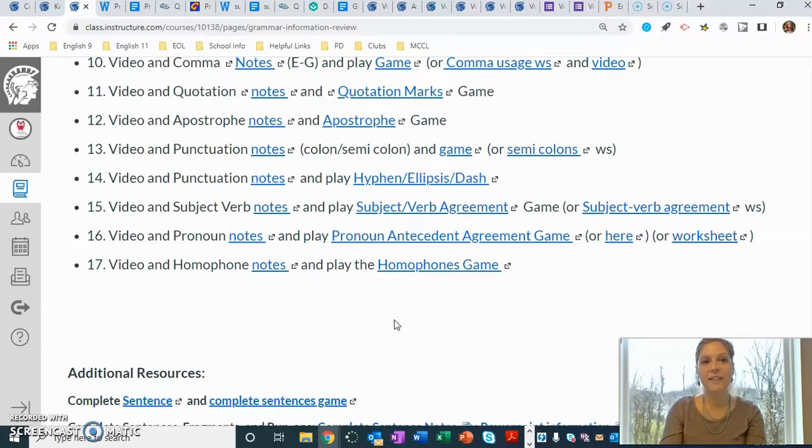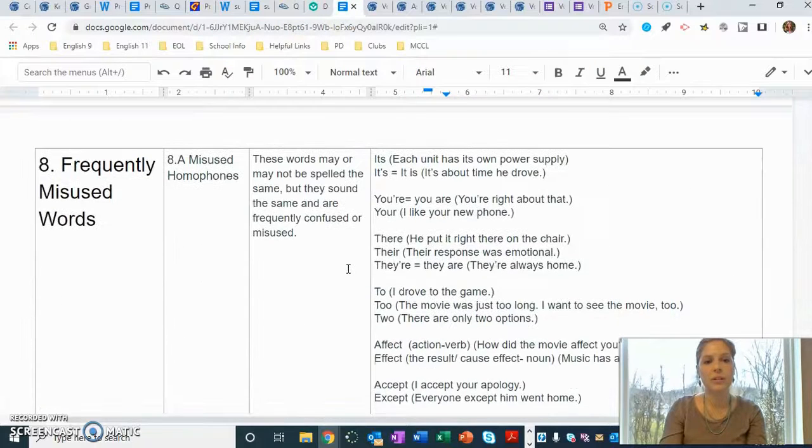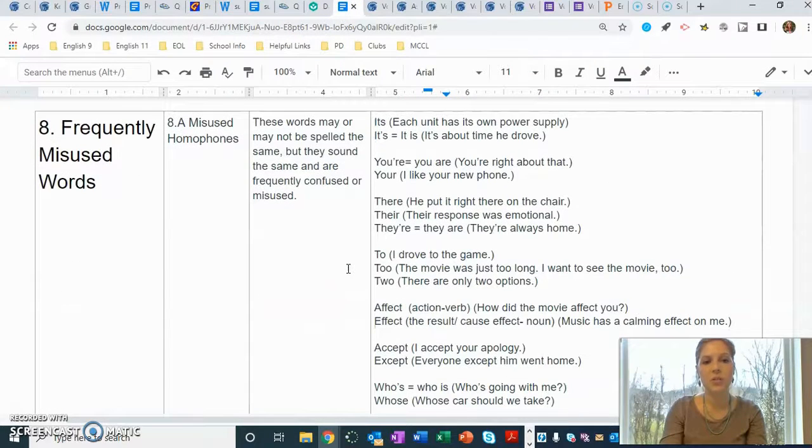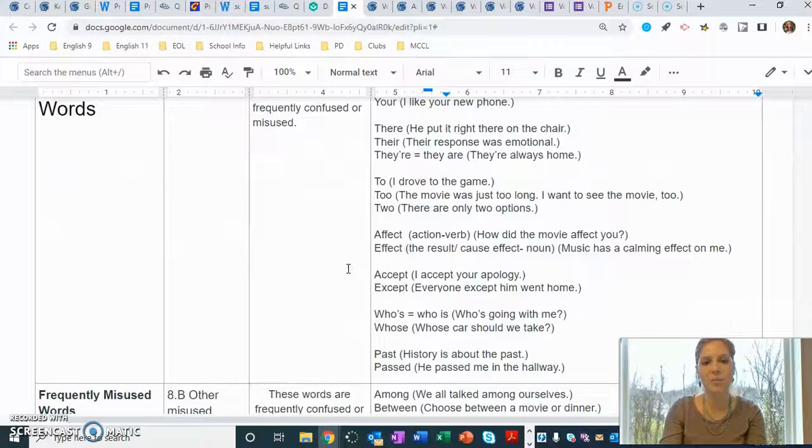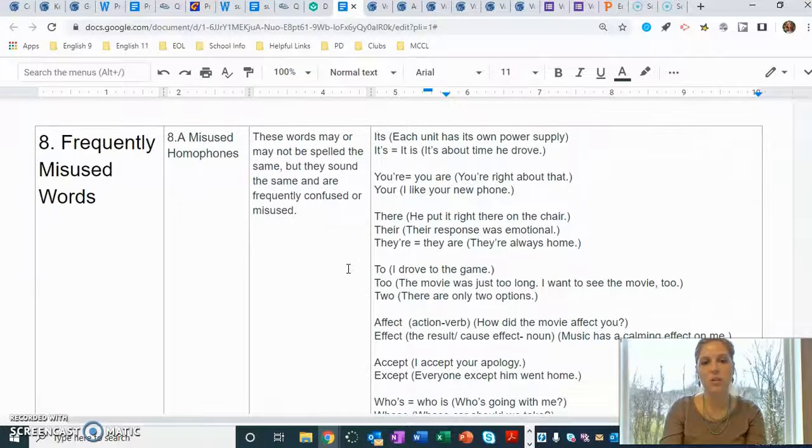Alright, last rule in our grammar notes is misused homophones and commonly misused words. So let me go through. I have a couple tricks for some of these. So sometimes they're spelled the same, sometimes they're spelled differently, but they are frequently confused or misused. So you should use the correct word in the correct context.